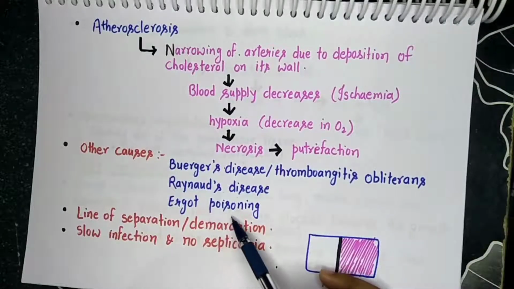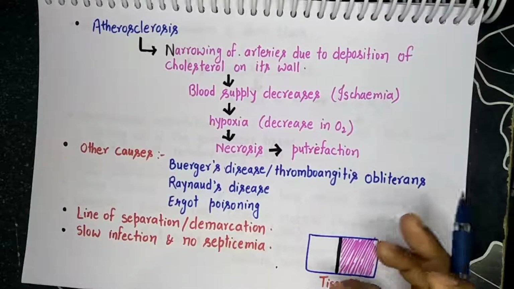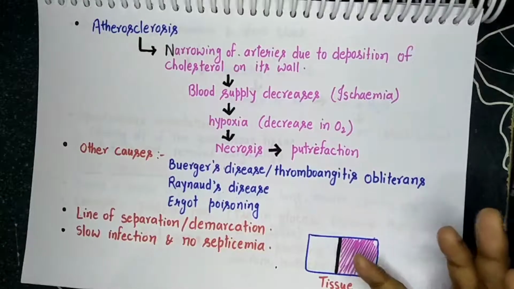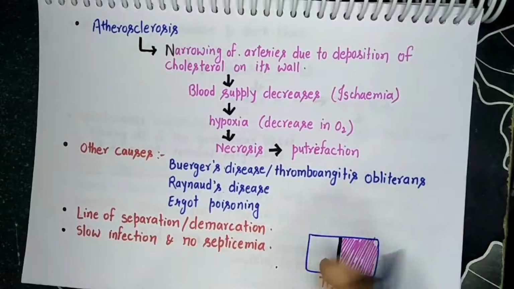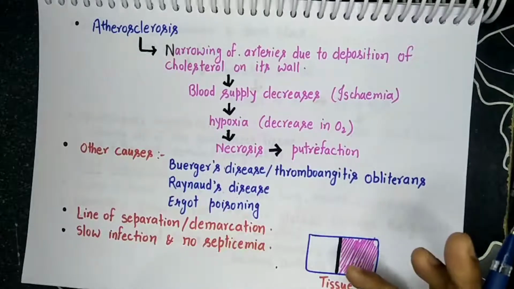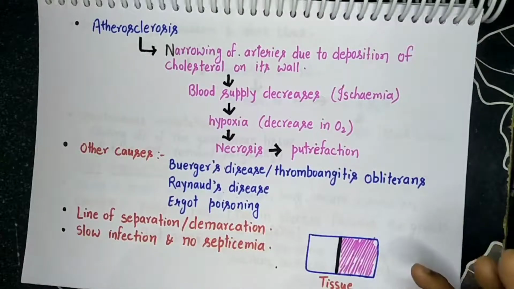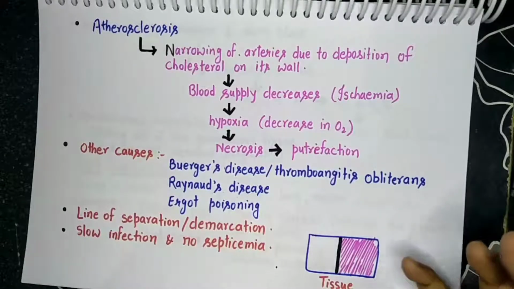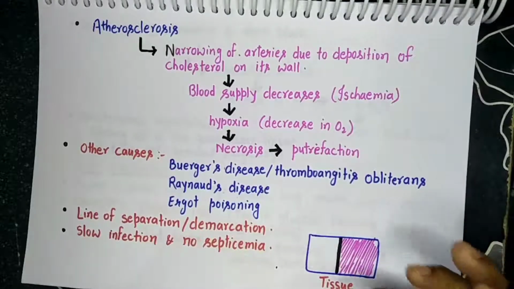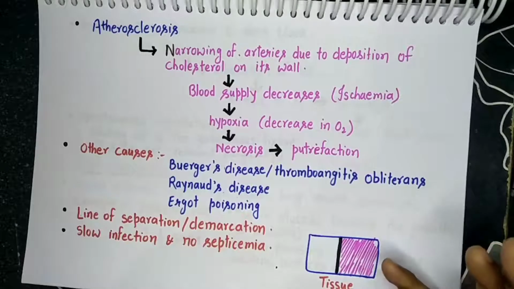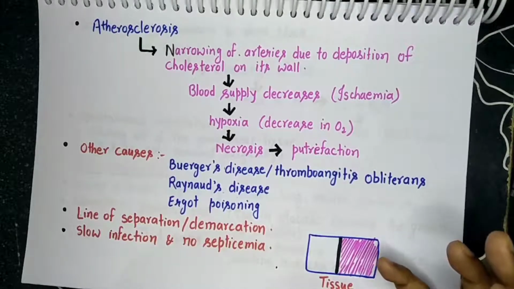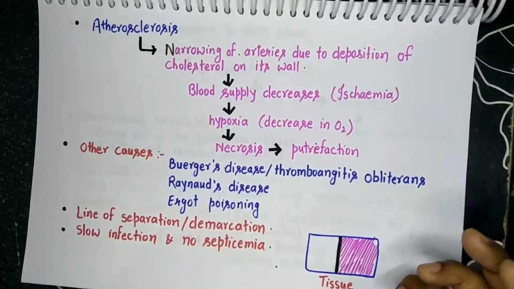Third one is ergot poisoning. Ergot poisoning is caused by a type of fungus, so it can cause certain abnormalities in our body, due to which blood supply of our body gets affected and may get constricted, or blood supply may get restricted to certain tissues of our body, and this may lead to gangrene.